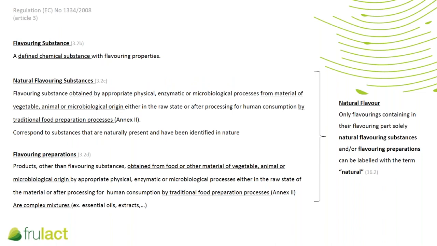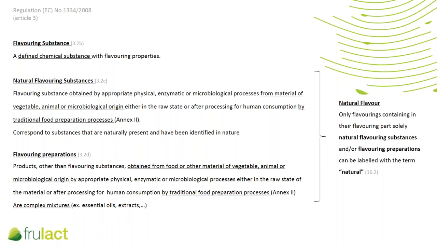Regarding flavoring substances, it's a defined chemical substance with flavoring properties. To be natural, this flavoring substance is obtained from material of vegetable, animal, or microbiological origin by traditional food preparation processes. These processes are listed in Annex 2 of this regulation. Natural flavoring substances correspond to substances that are naturally present and have been identified in nature.